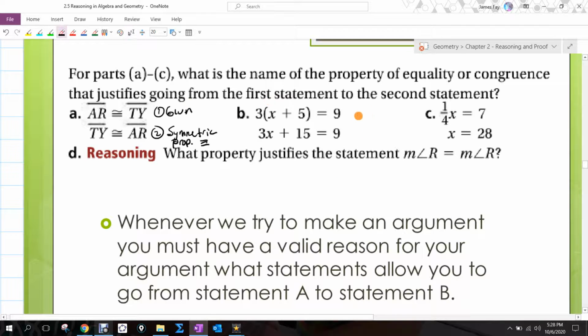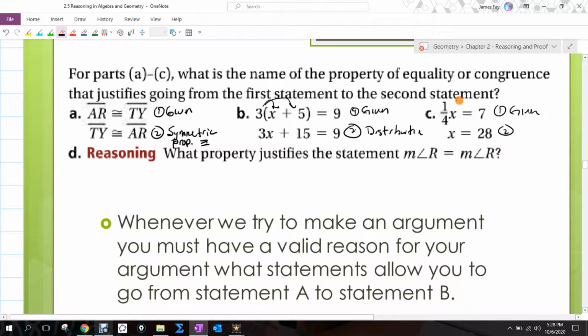Here, again, this would be given. And then, okay, well, what did I do from 3 times 20x plus 5 equals 9 to get 3x plus 15 equals 9? We did that, which is the distributive property. This one here is given.